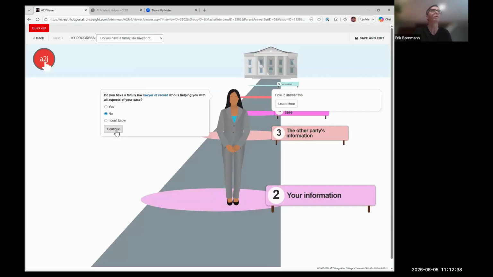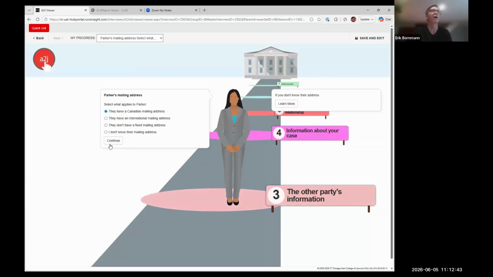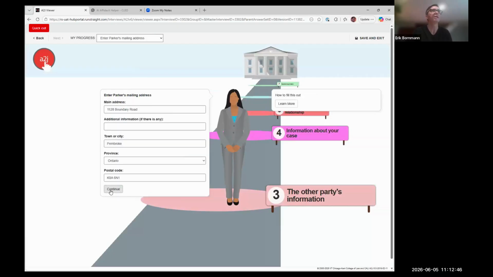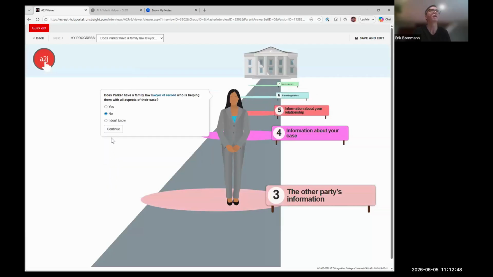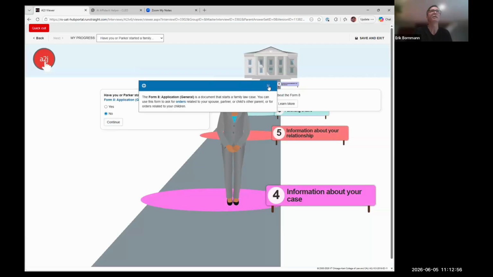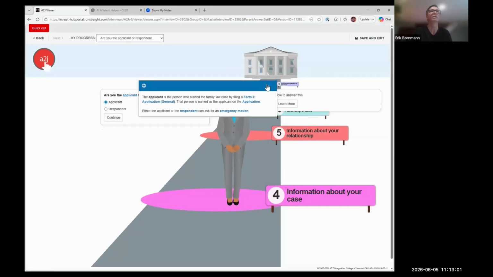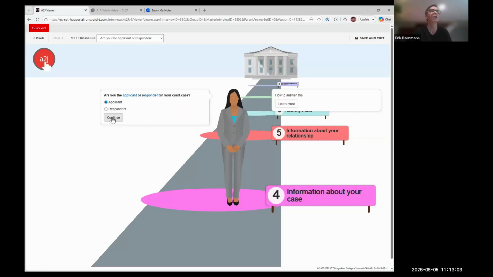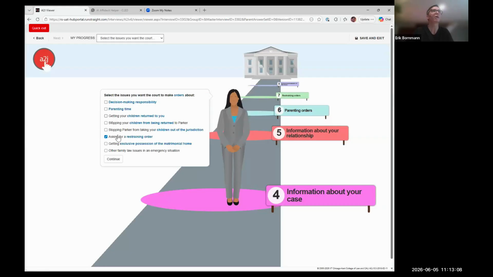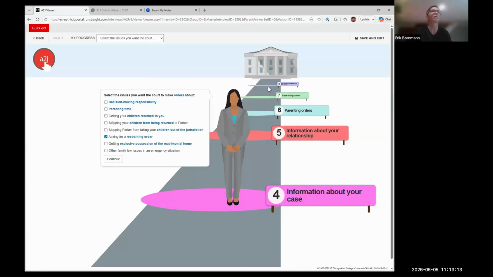What we're doing with this tool is guiding people with easy to answer questions where folks can say yes or no. And again, anything in blue, folks can click on to see a definition. What is an applicant? And we're guiding folks to provide the information necessary to make their claim. Here we're asking for a restraining order.